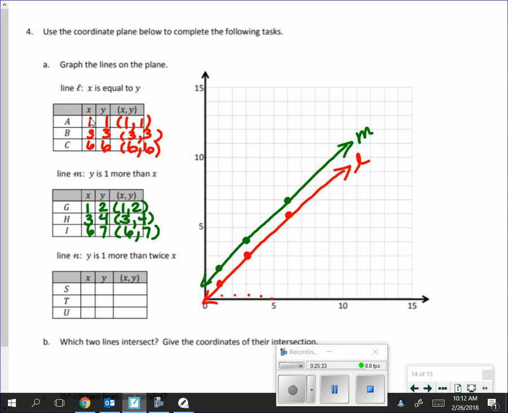Line N is 1 more than twice x. So whatever I put in for x, what am I going to do? Multiply it by 2 and then add 1. So I'm going to do my 1, my 3, my 6. So 1 times 2 plus 1 is 3. 3 times 2 plus 1 is 7. 6 times 2 plus 1 is 13.